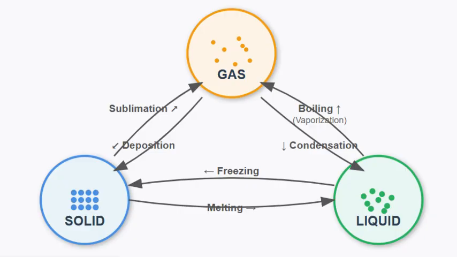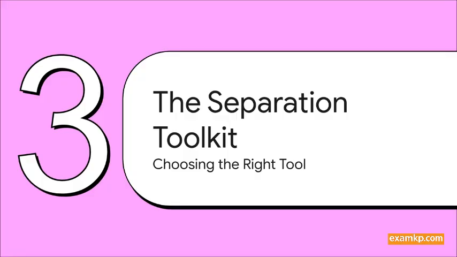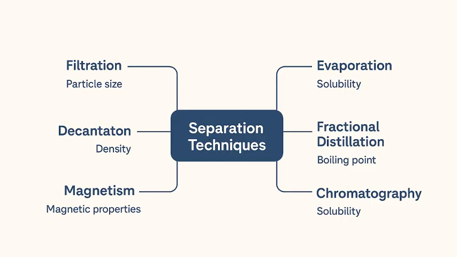Alright, we've got the theory down. Now let's get practical. It's time to open up the chemist's toolkit and look at all the clever ways we can separate the mixtures we were just talking about. Think of each of these as a specialized tool. You wouldn't use a wrench to hammer a nail, right? It's the same thing here.